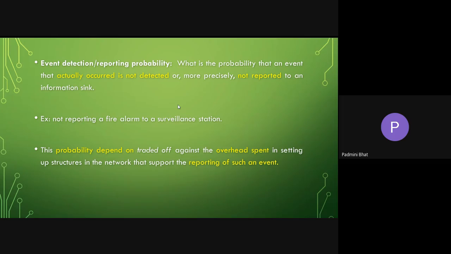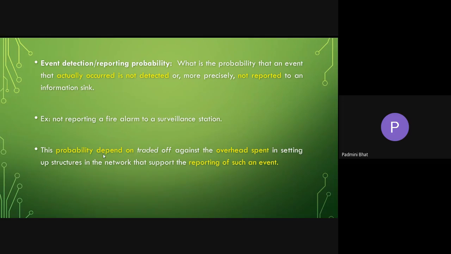Sometimes another scenario is that it has detected the elephant crossing, but the alarm did not ring. The data is there, but the alarm did not ring. Even that is considered a failure, so that count we need to take.